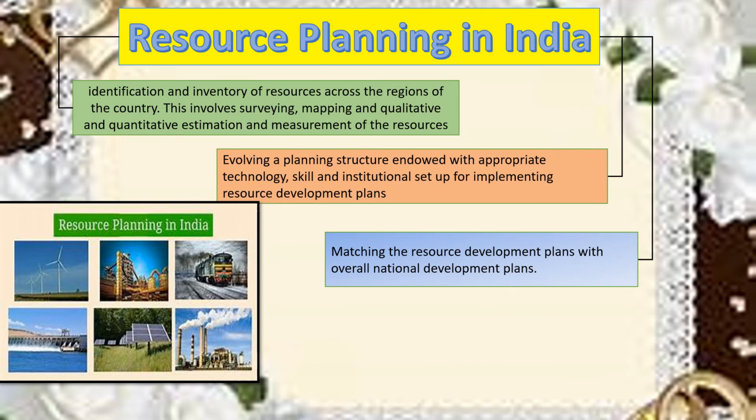How is resource planning taking place in India? Well, it has got three stages. The first one is identification and inventory of resources across the region of the country. That means we have to identify where the resources are, which state has particular resources, etc. How is this done? This is done by survey, mapping, quantity and quality estimation, and measurement of resources.